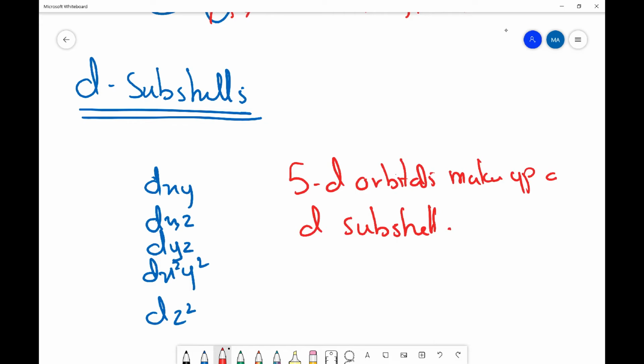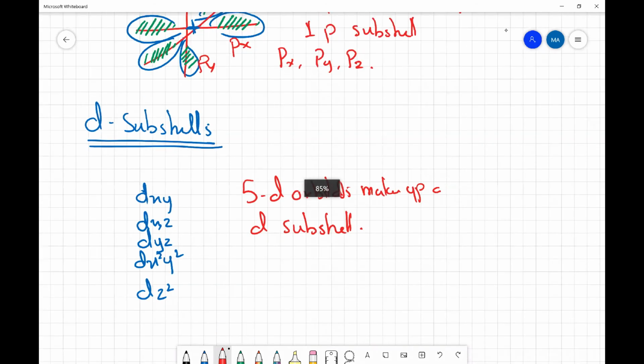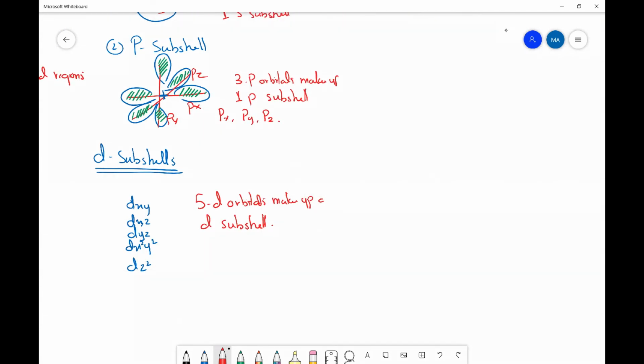And there's an f subshell as well. 7 different f orbitals will make up one f subshell. We're going to just ignore that. All right. So is it clear till now, the subshells?